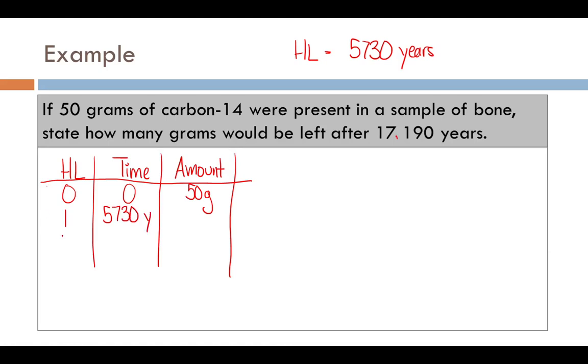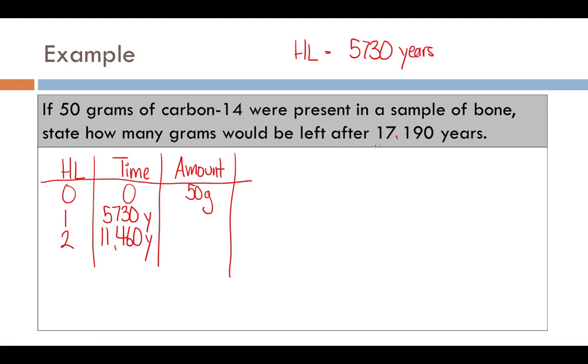Two half-lives is going to be 5,730 plus 5,730, or, in other words, 5,730 times 2. Either one of those is correct. Now I've got a calculator here. I'm going to do that quickly, and you can do it on your own. 5,730 times 2 is 11,460 years. Okay, we're not at the total yet.